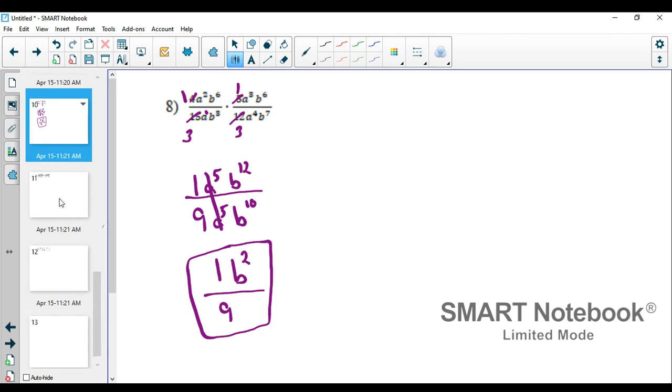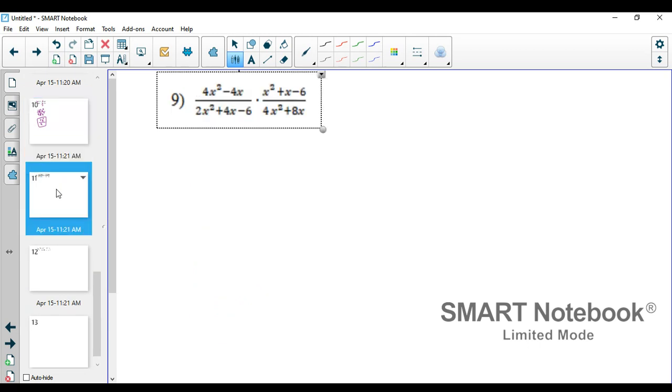All right, so for our last two examples, we're going to do some factoring. So we have 4x squared minus 4x over 2x squared plus 4x minus 6 times x squared plus x minus 6 over 4x squared plus 8. We're just going to factor everything that we can and then simplify from there.